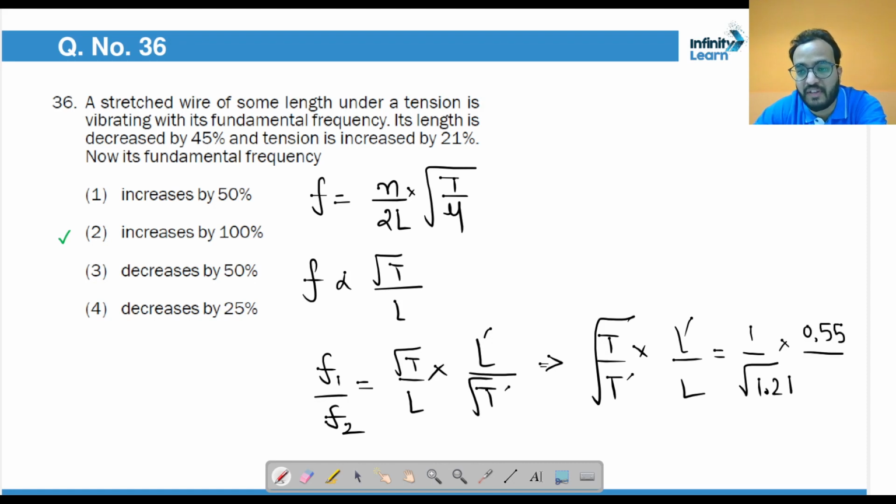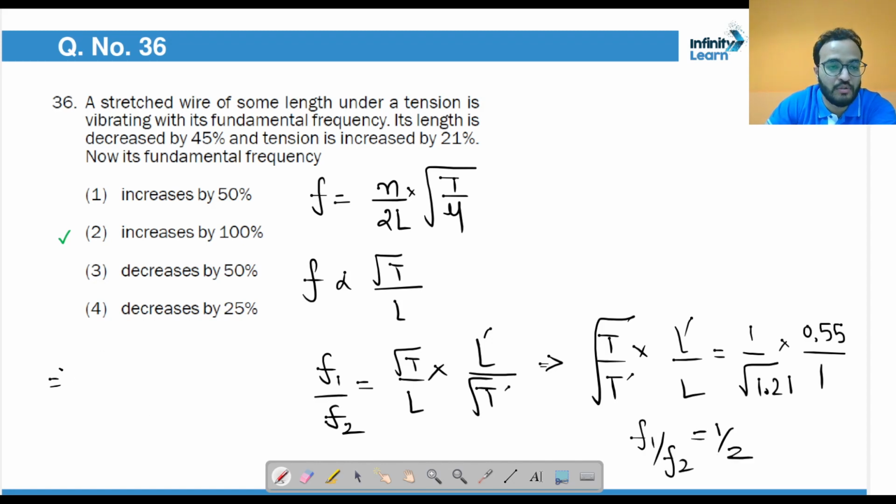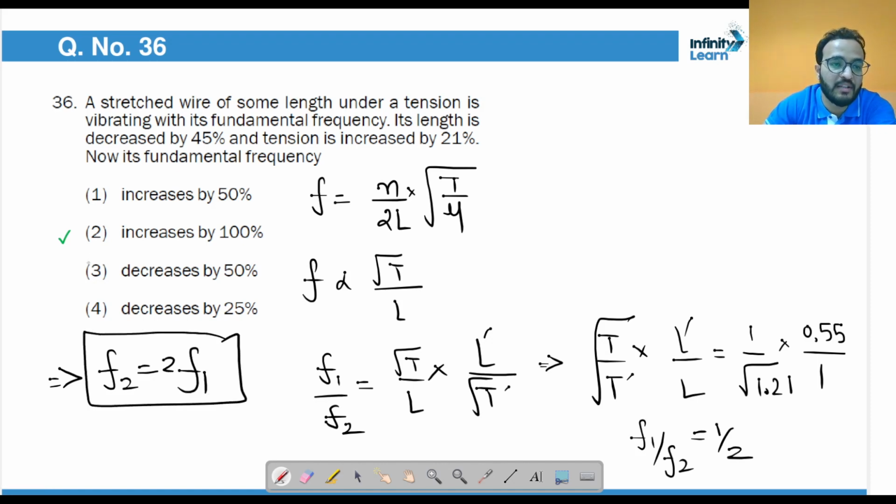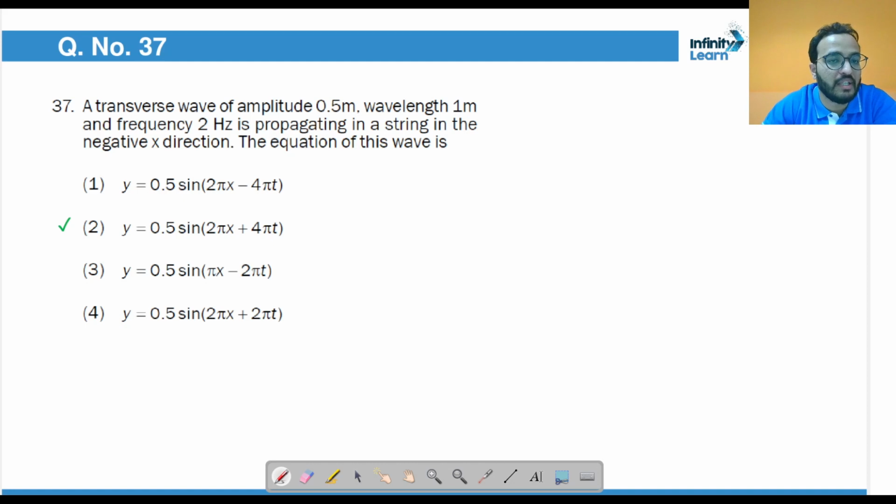So it will be 0.55 upon 1.1. So F1 by F2 will become 1 is to 2, right? So on solving, we can say F2 is 2F1. That means the increment is of 100%, right?